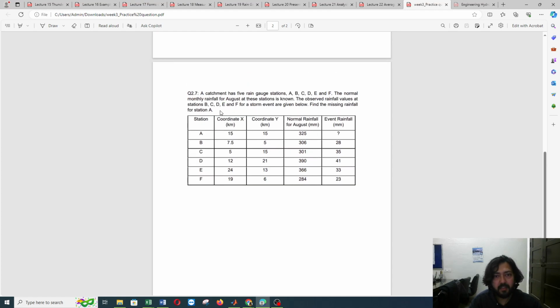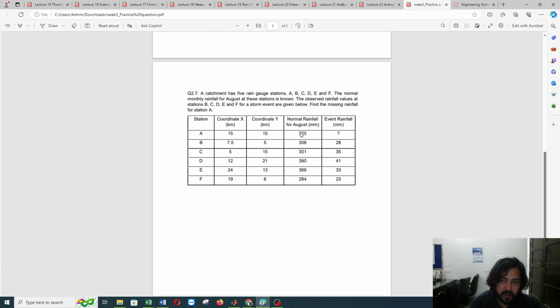So what they are saying here is the catchment has 5 rain gauge stations. The normal monthly rainfall for August at these stations is known. So the normal data series is given, right? And we know what the normal rainfall is. This 325 mm is nothing but the average of the previous 30 years of data. And they have given us observed rainfall values at stations B, C, D and E. And they are asking us to find the missing rainfall at station A.